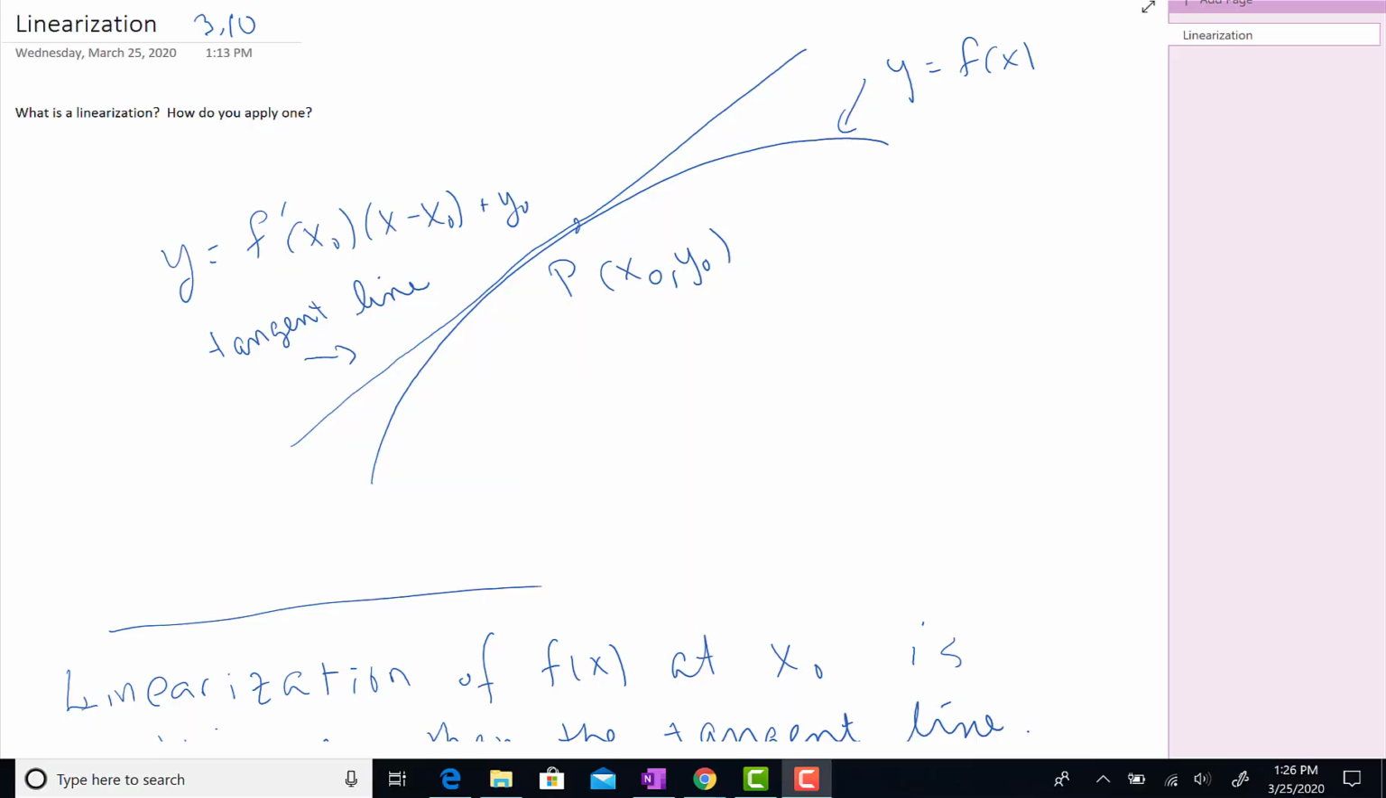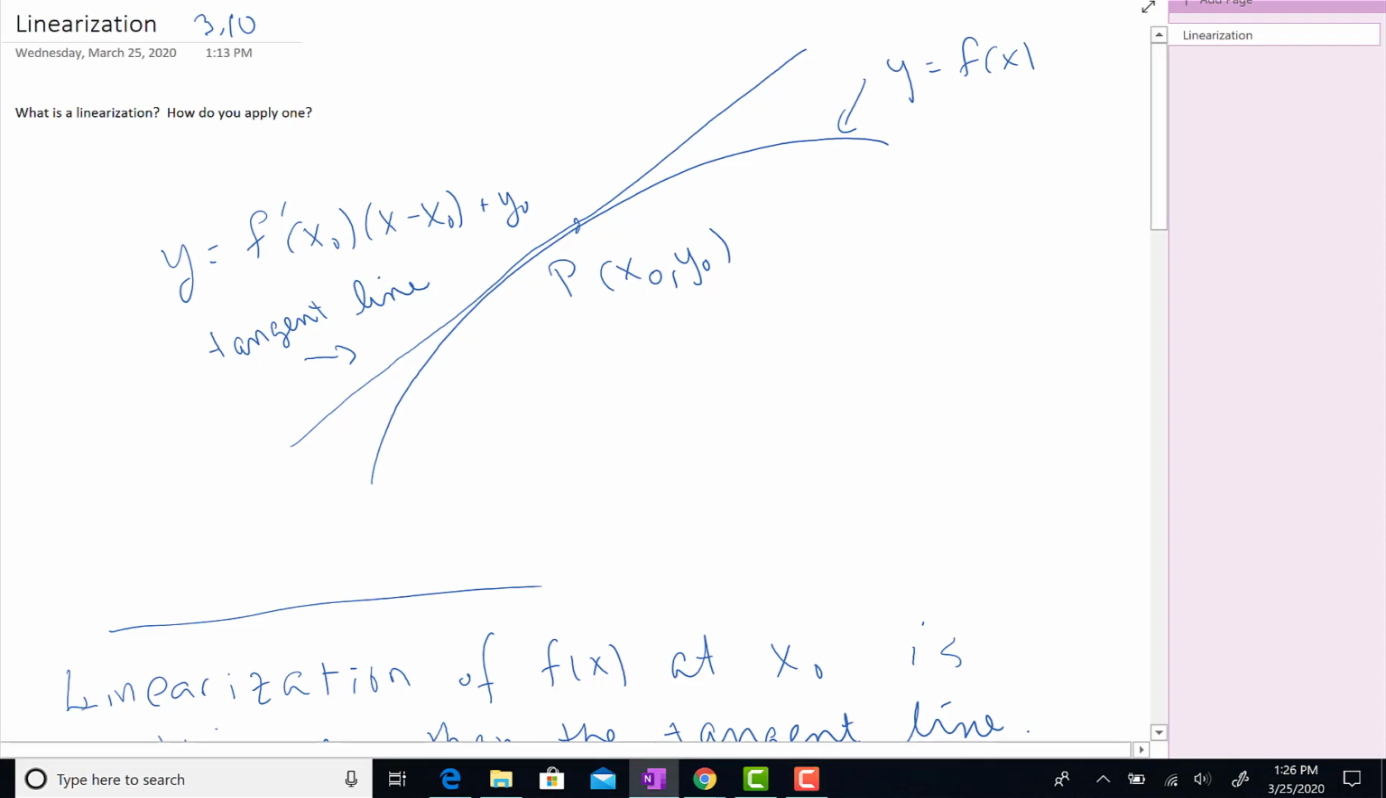Hello, this video is an introduction to linearization of functions, and this is coming from section 3.10 of the textbook. And so the question will be, what is a linearization and how do you apply one? So let's go back and review the basic concepts that we have.